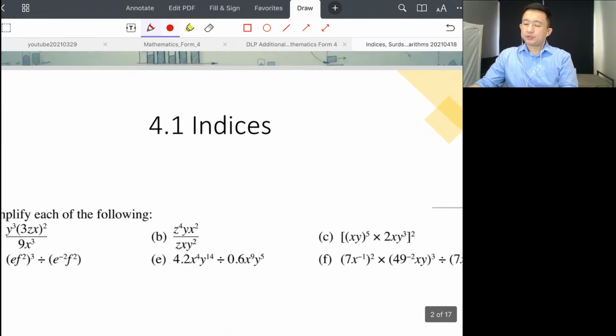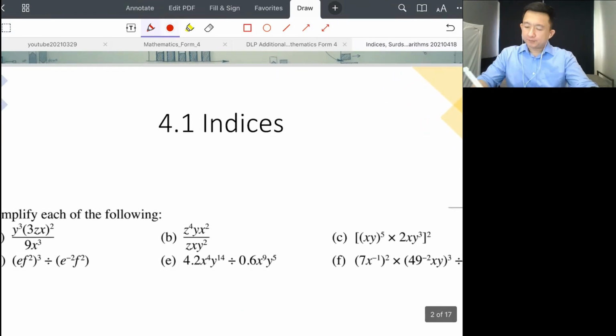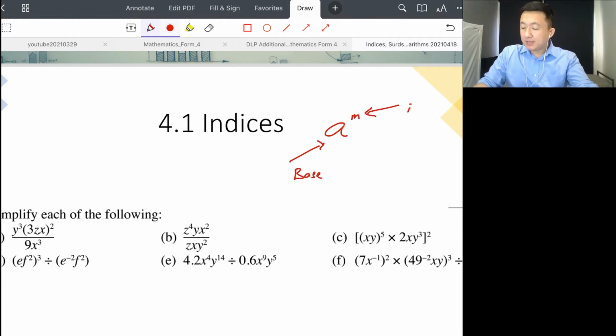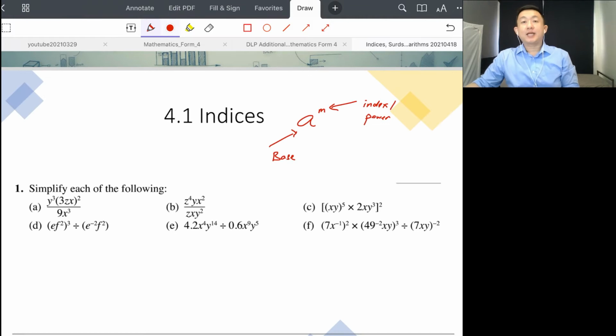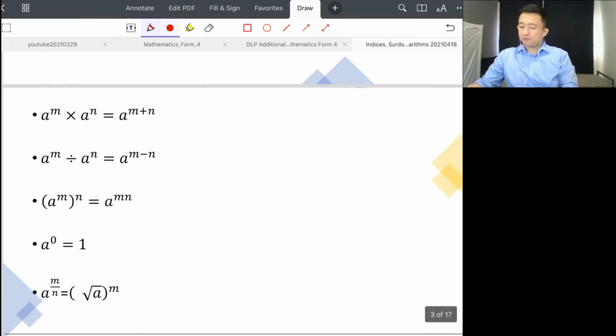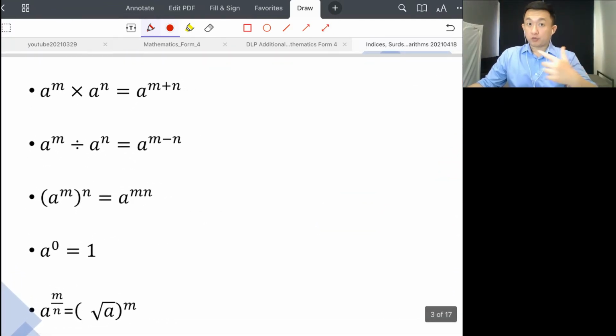Whenever it comes to indices, that will be the format of a to the power of m. We will regard a as the base, and we will name m as index, and sometimes we call it as power. Okay, so there are a few things you have to remember, few formulas before you work on the problems with indices. Few concepts here, so you have to do a quick recap. This is something that you have learned.